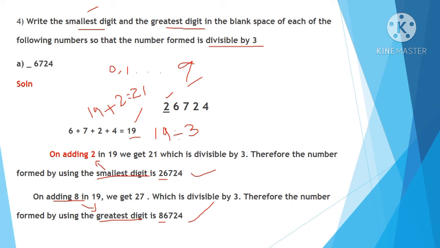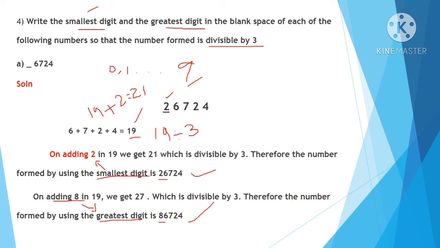Okay. So if you want, now I have written here in a sentence. I'll read now the solution. Now understood children how we are writing this? So just listen here. On adding 2 in 19 we get 21. So with this 19, when we add 2, we get the answer 21. That is the meaning. Okay. 21 is divisible by 3. Therefore, the number formed by using the smallest digit is 2. In the dash you want to fill there 2.